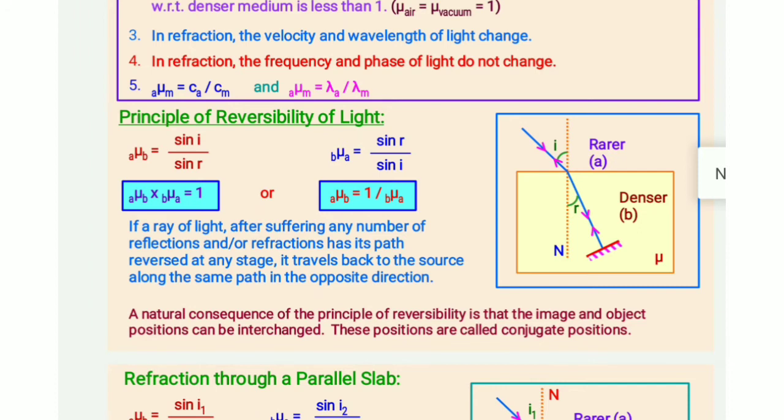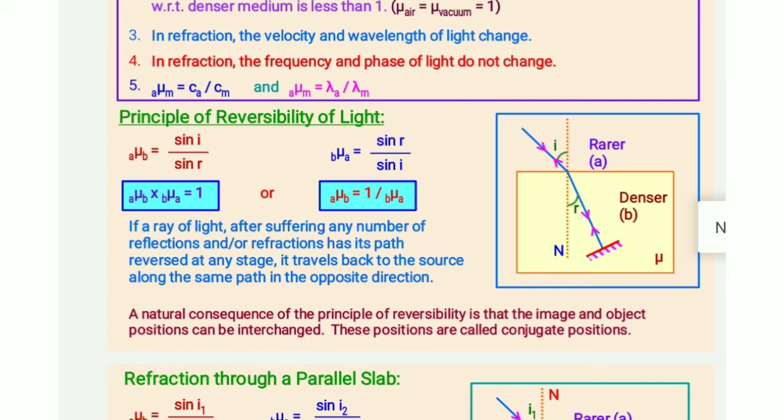after refraction, where the refracted ray is reaching, now from the refracted ray it is sending, meaning the incident ray from the denser to the rarer, and in the first case from the rarer to the denser. So this phenomenon of light going from one medium to another, or changing from the second state to the first, is called the principle of reversibility. The natural consequence of the principle of reversibility is that the image and the object positions can be interchanged, and these positions are called the conjugate positions.